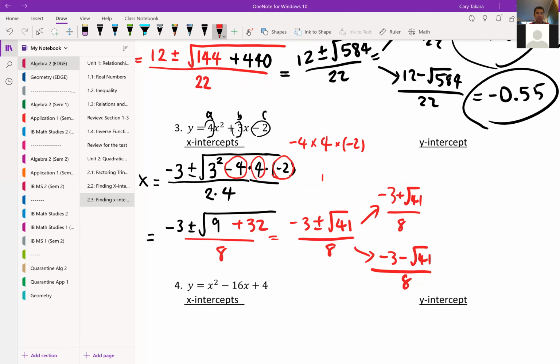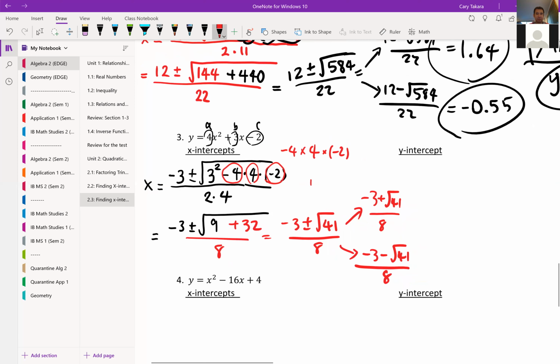So what did you guys get? Did you get 0.4? Okay, I'm going to just round off to the second decimal place. So 0.425 or 0.43. And then negative 3 minus square root of 41 divided by 8 is negative 1.18175.